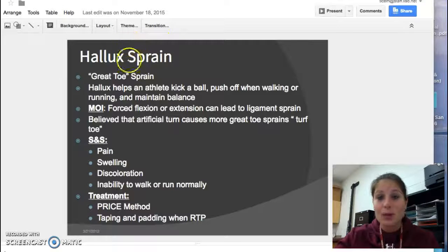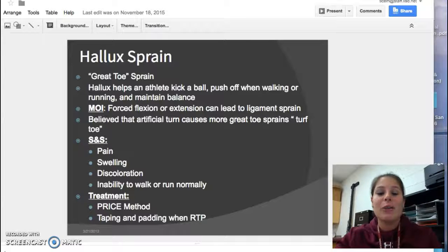We're going to see the word sprain a lot. Sprain is referring to the ligament, okay? Sprain means that is a ligament injury, not a muscle, not a tendon, not a bone, okay? Hallux is talking about that big toe. We've already talked about that, all right?